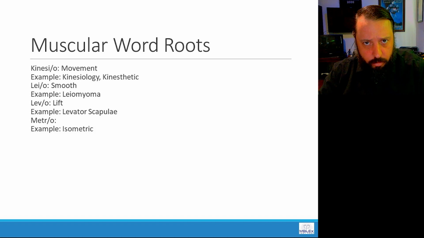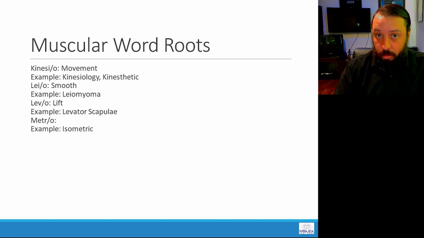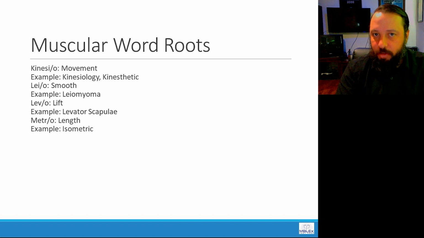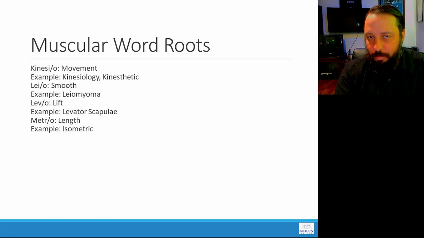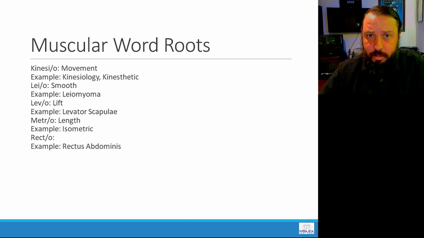Okay. Metro, we just talked about metro with isometric contractions, right? Iso means same. Metro means length. Okay, so isometric contraction, again, the length of the muscle stays the same, but the tension in the muscle changes. Okay, so metro, length.